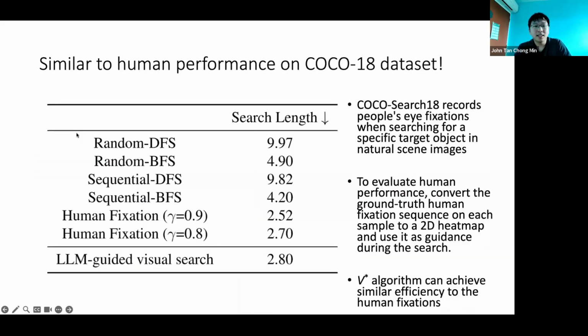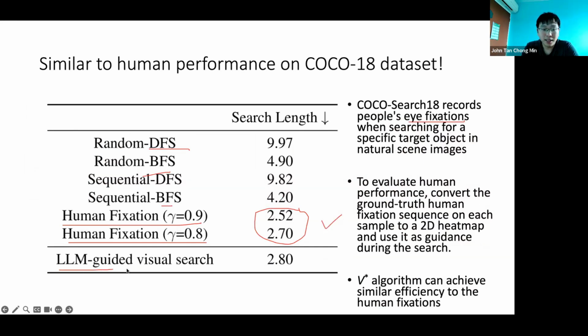So the last thing that they did was some comparison on the COCO-18 dataset, which records how a human gaze fixates on particular parts of the objects. So this is the COCO-18 dataset here for the eye fixations. And they find that if they put in the human fixation as a heat map, which is where the human normally focuses on, the search length is drastically reduced compared to depth first search or breadth first search. We basically see that there's a performance gain if we use the human heat map.